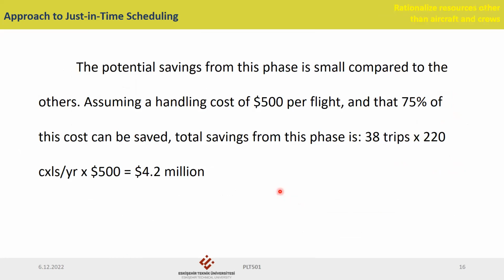The other topic is rationalized resource other than aircraft and crews. Up to now, if aircraft didn't fly, these resources sat unused and were wasted. Everything that we made was for flying. But if we are not flying, this is not okay. We have to fly.